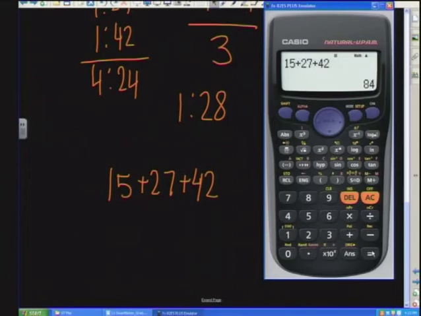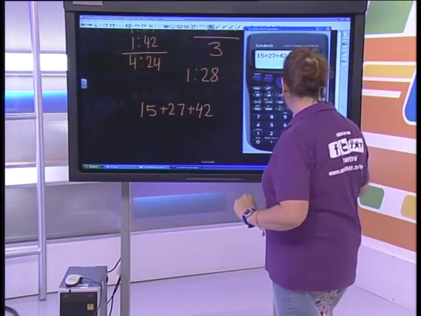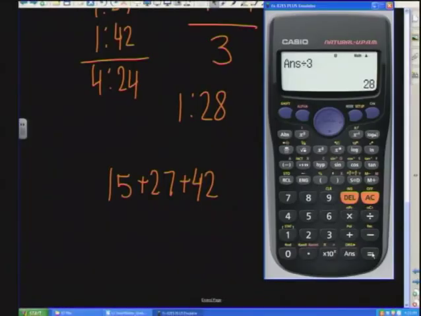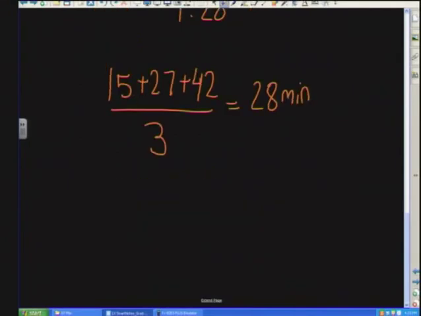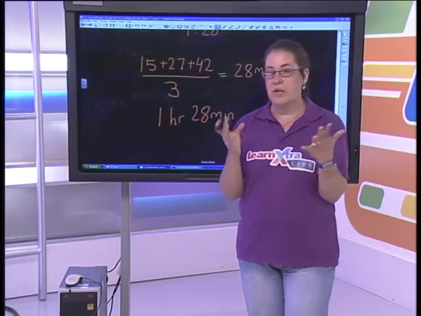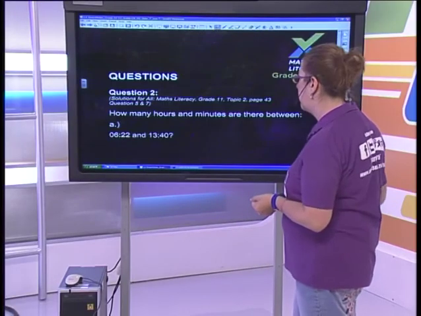Now I know that's more than an hour, but I'm going to leave it as 84 because I want to divide it by 3 and see that it was 28 minutes. So quite clearly I can see, let's divide that by 3, equals 28 minutes. And then I need to add it to my original 1 hour. So 1 hour and 28 minutes. Okay, so if you work logically, then you can kind of get the correct answer. Let's move on to the next question.